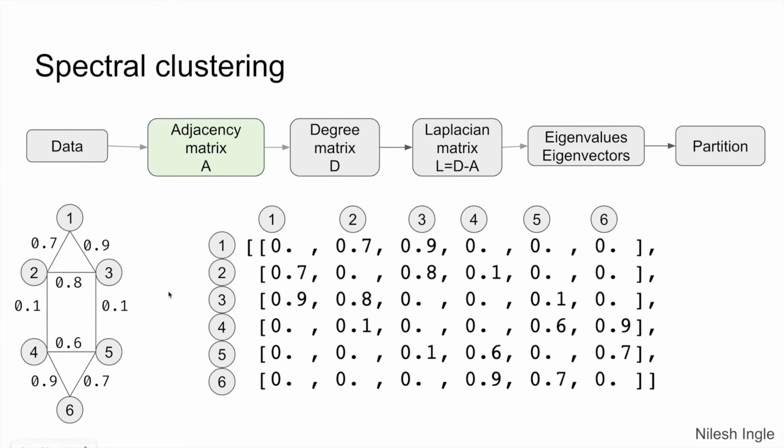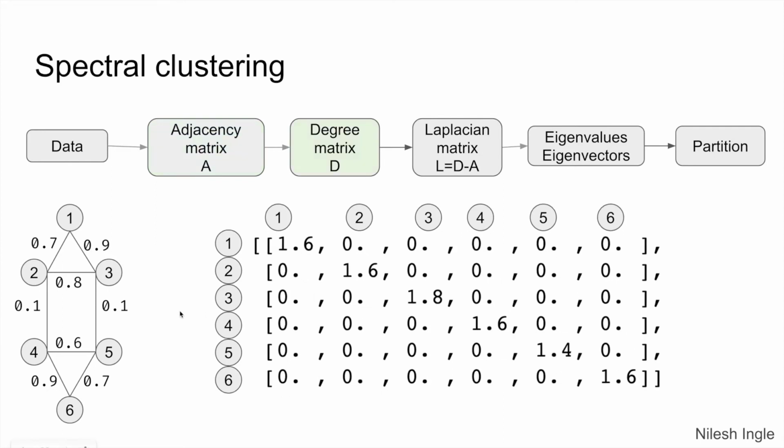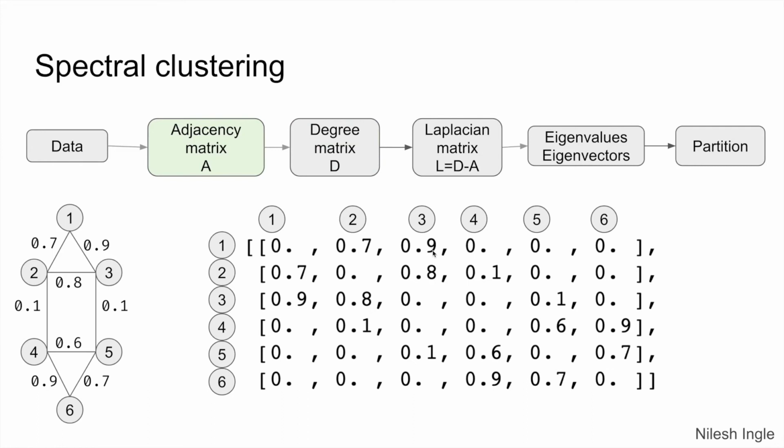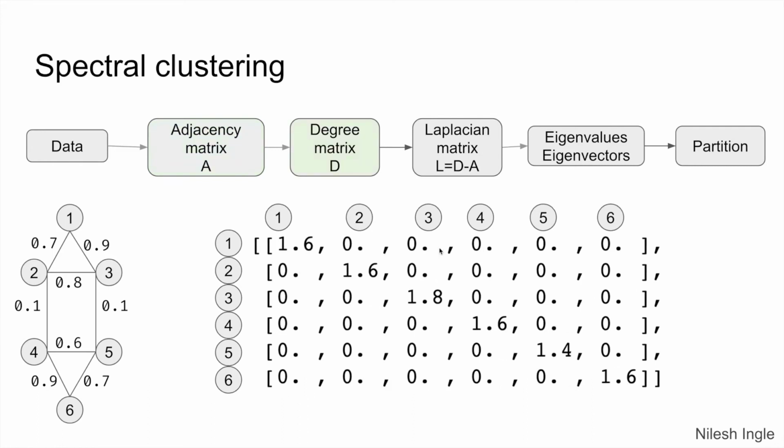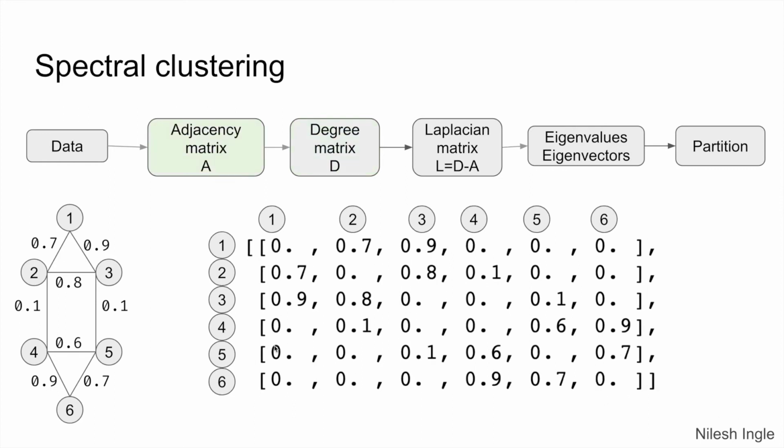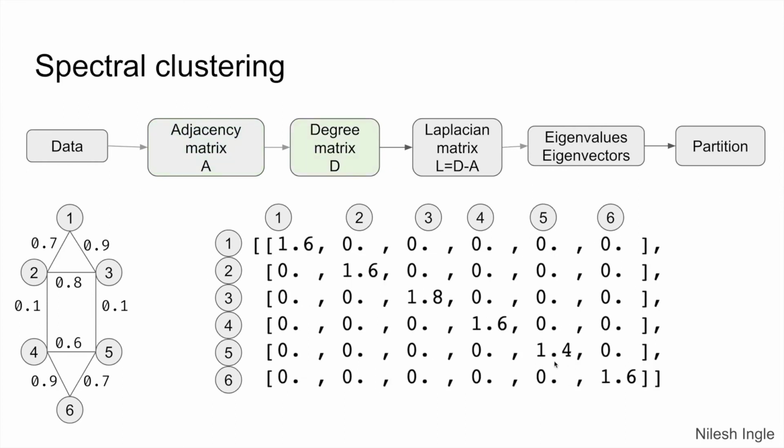After we have the adjacency matrix, we can calculate the degree matrix, which is the row sum. So 0.7 plus 0.9 would be 1.6, and so we have 1.6 here. So we are adding the summed values only to the diagonal of the matrix. For 5, here we have 0.7 plus 0.7, so 1.4, and so we have 1.4 here.